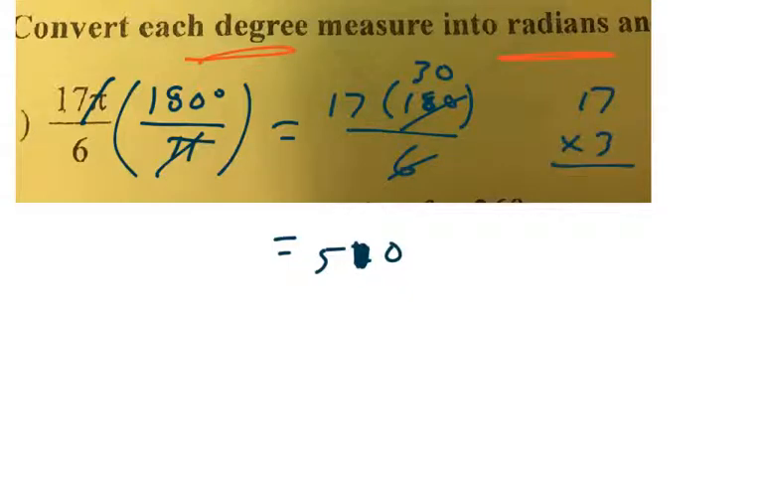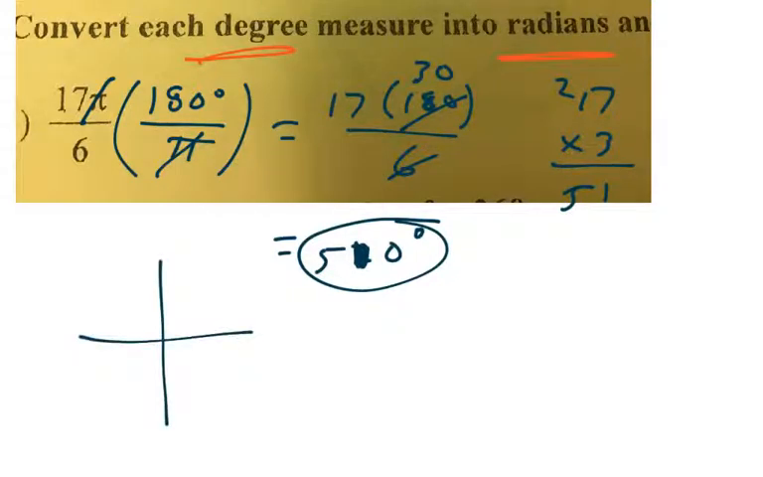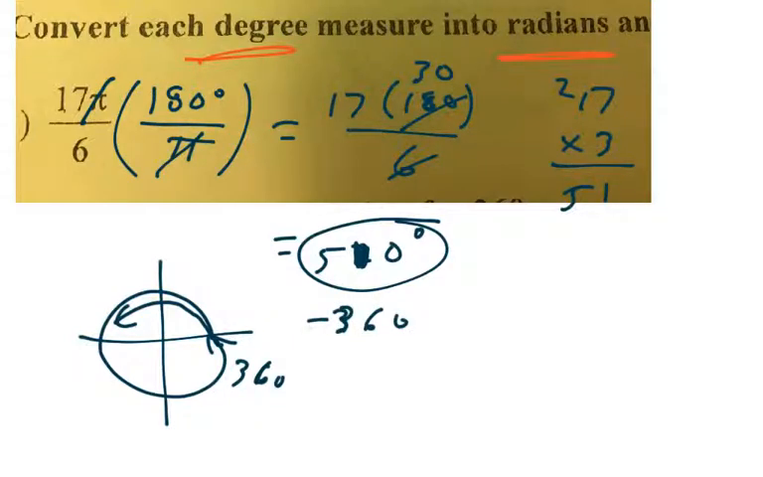17 times 3. 3 times 7, 21. Sorry, guys, I'm a little tired. So 17 times 30 is 510 degrees. Now, what the heck does 510 degrees mean, though? Don't forget, if I do a full circle, that's 360. So a 510 means I did a full circle and then went around some more. If your teacher ever asks you that, by the way, just subtract 360. You're basically taking away one of the loops.